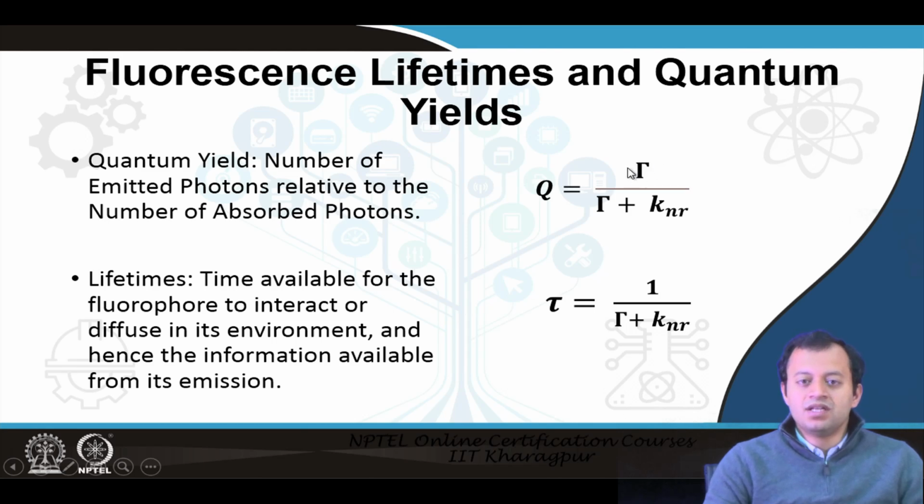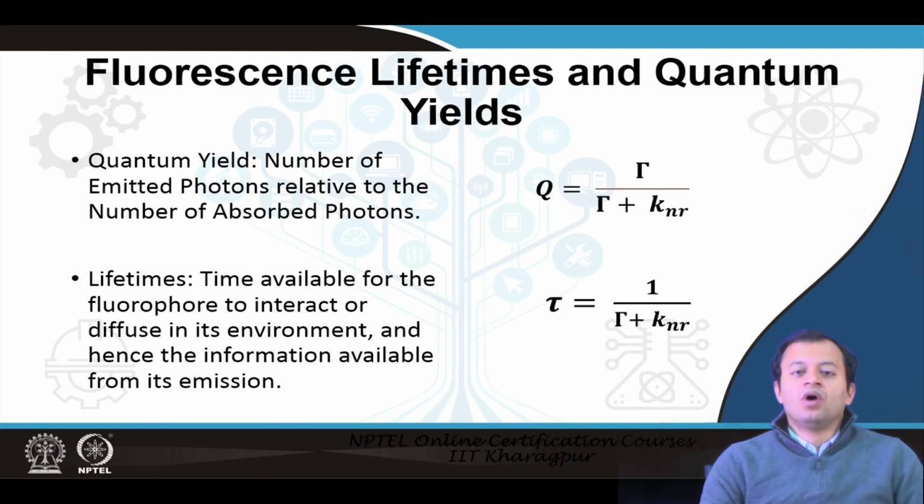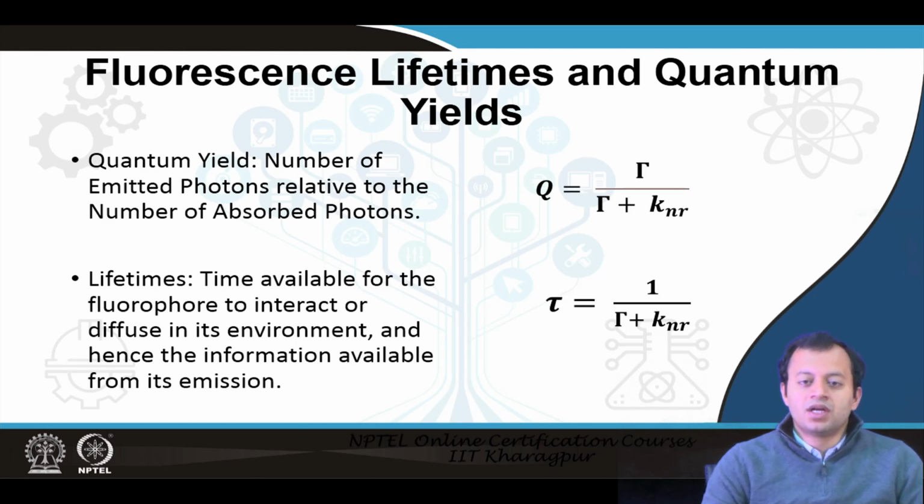Gamma is the emissive rate and KNR is the non-radiative rate. This is the process where electrons come from a higher energy level to a lower energy level by phonons, vibration, or just by shaking themselves. So, how much non-radiative transition has happened and how much gamma, that is photon, has come out. Obviously, in the best case this non-radiative transition is almost 0.